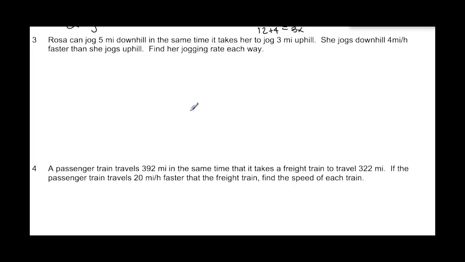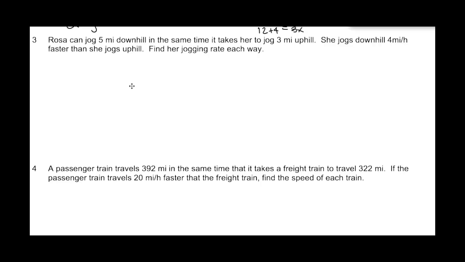See how these aren't so bad? Rosa can jog 5 miles downhill in the same time it takes her to jog 3 miles uphill. She jogs downhill 4 miles per hour faster than she jogs uphill. Find her jogging rate each way.